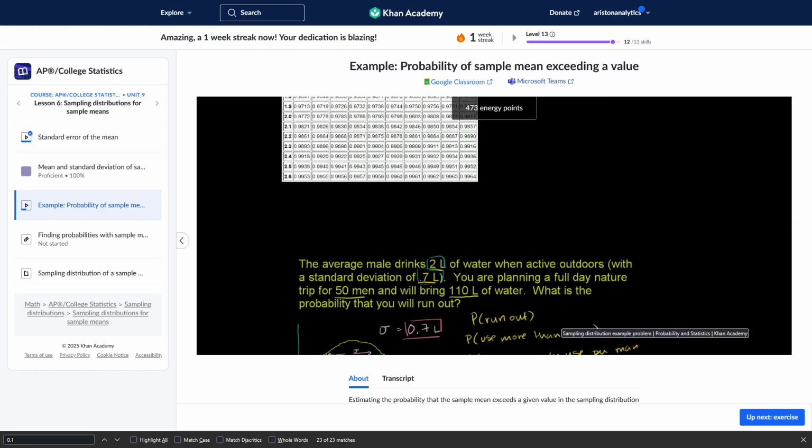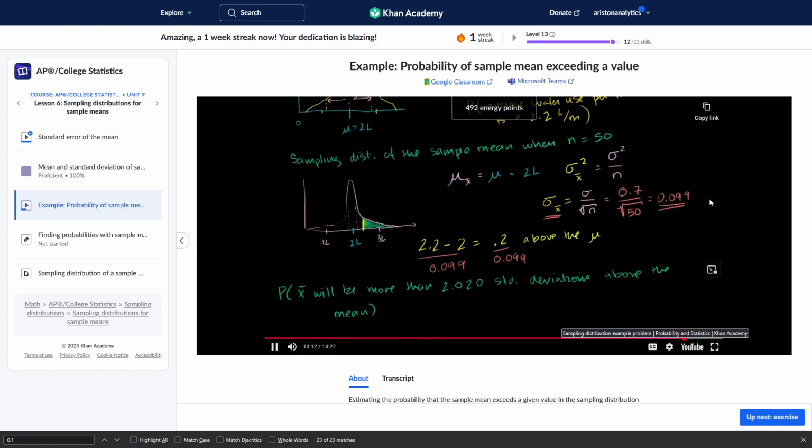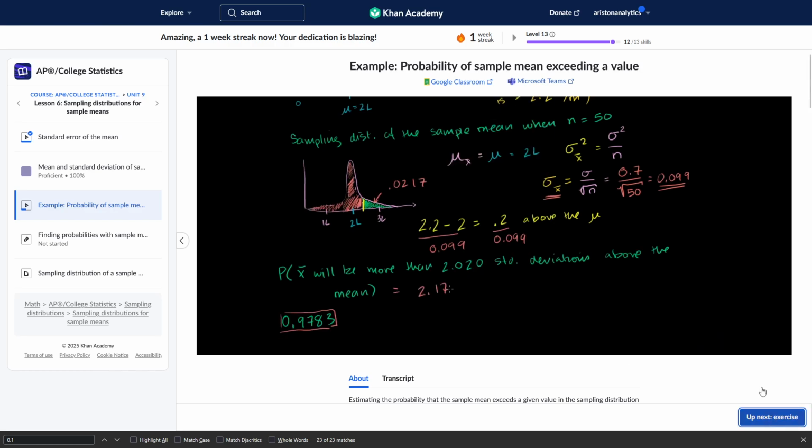You have 2.02, so you go for the first digit. We go to 2.0, and it was 2.02. 2.02 is right over there, right? Let me write it down over here. This 0.9783, we have the answer right here.